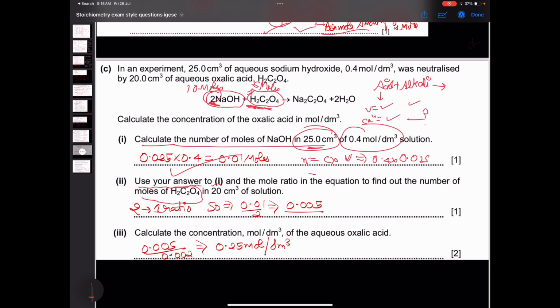In reality, how many moles do we have? We have 0.01 moles. So do the half of it, 0.01 by 2, that is 0.005 moles of H2C2O4.